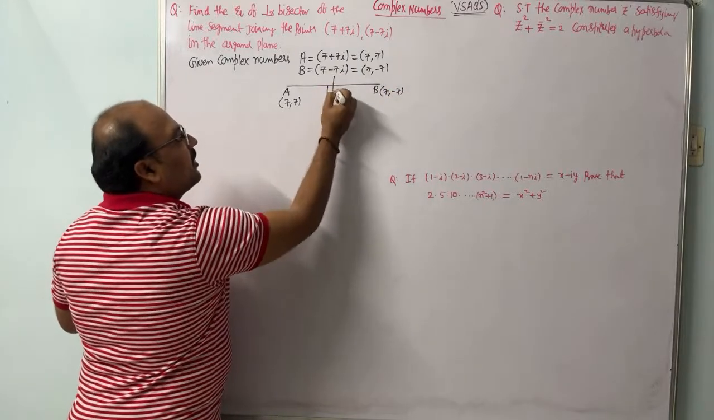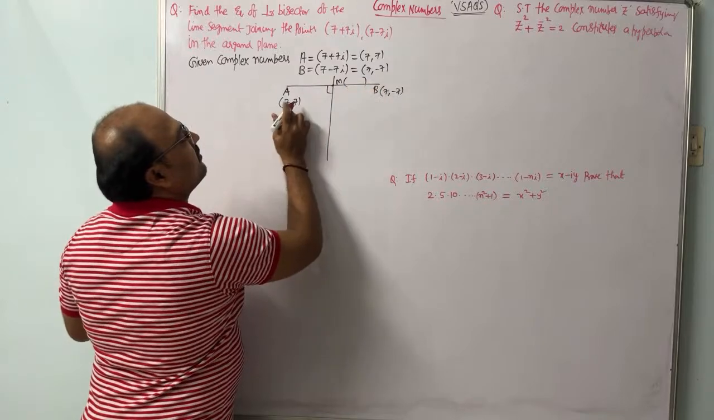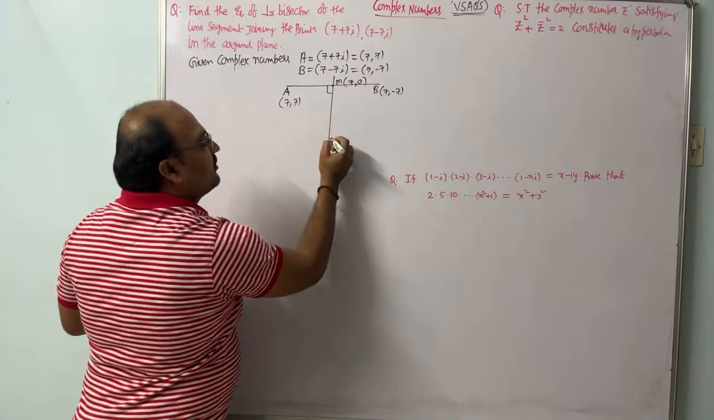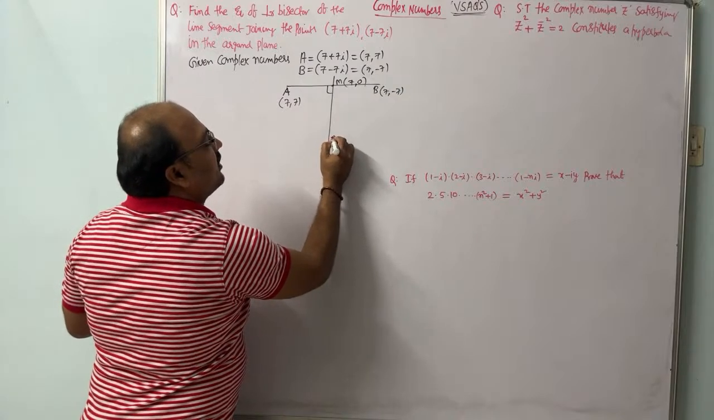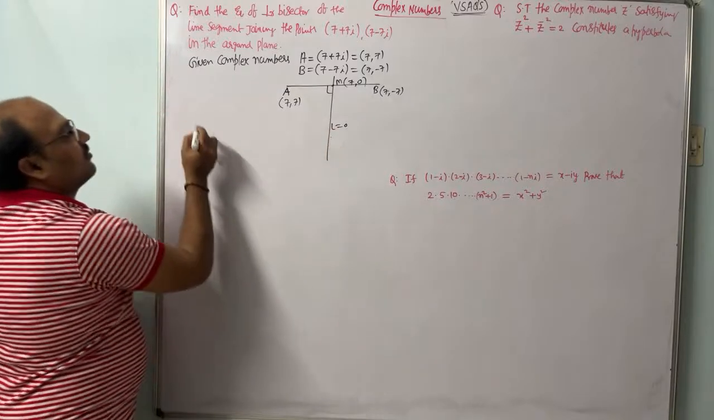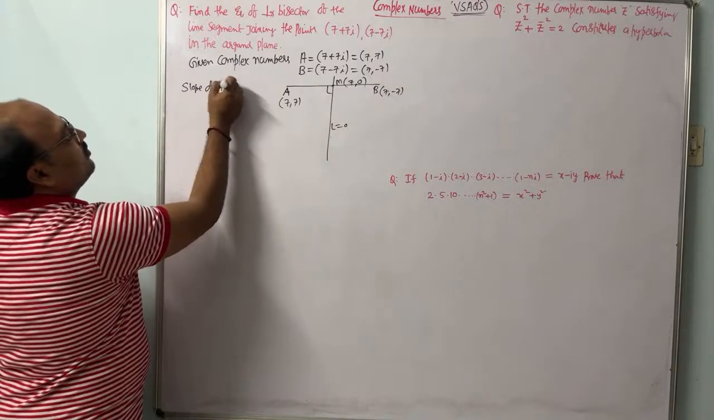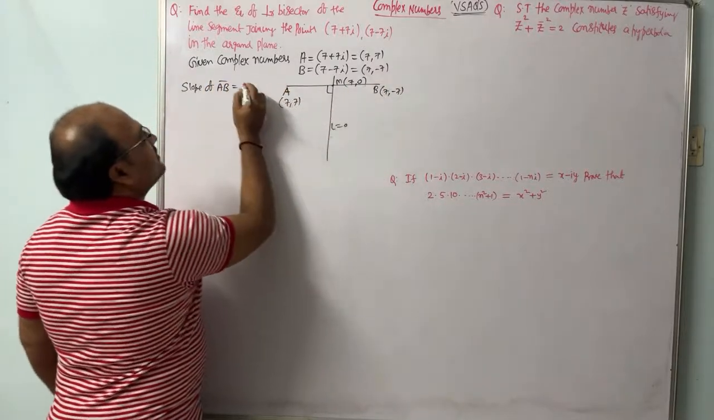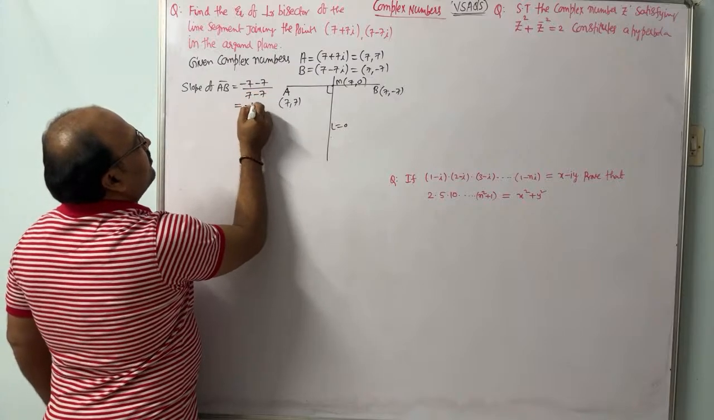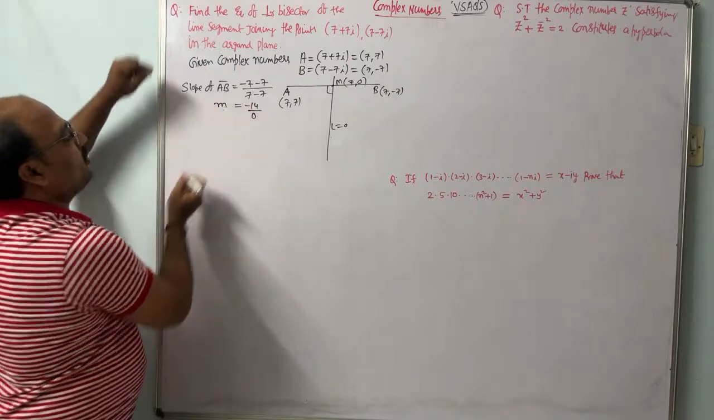This is the perpendicular bisector. It should be passing through the midpoint, (7 plus 7) by 2, (7 minus 7) by 2, that is 7 comma 0. This equation, the perpendicular bisector equation, this only we want. Slope of AB is equal to y2 minus y1 by x2 minus x1, minus 7 minus 7 divided by 7 minus 7, so minus 14 by 0. You leave it like this. Slope of AB you can assume as m.